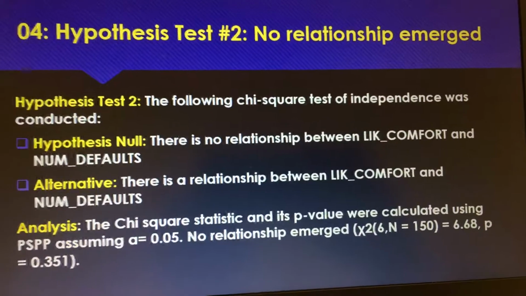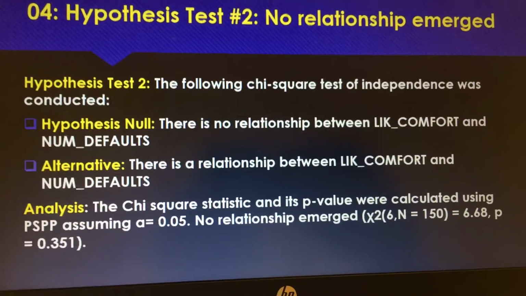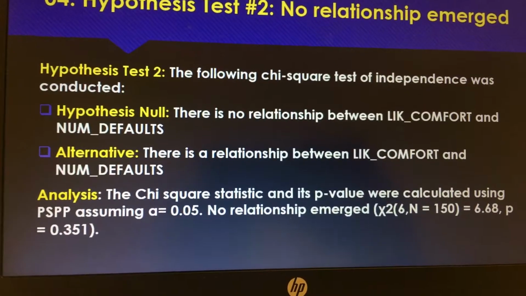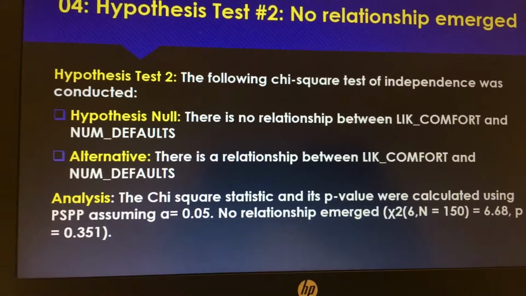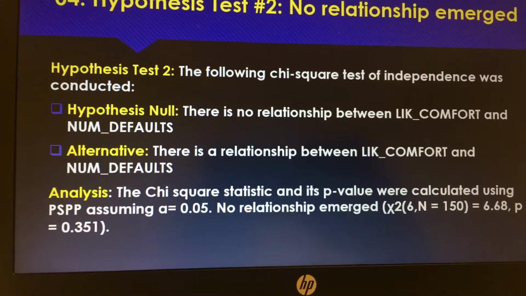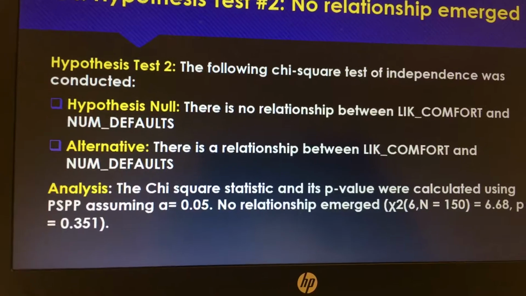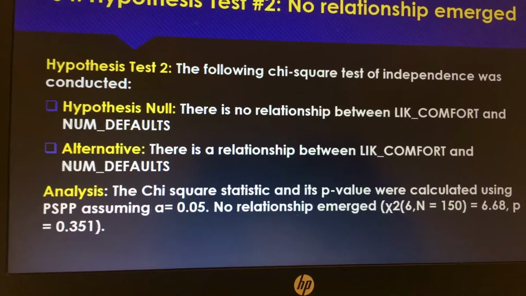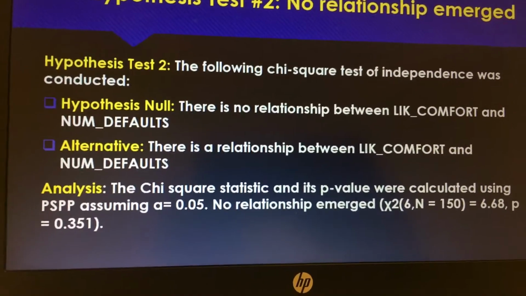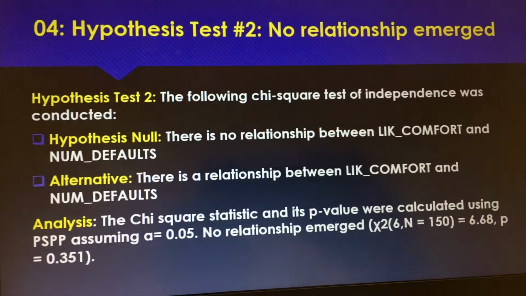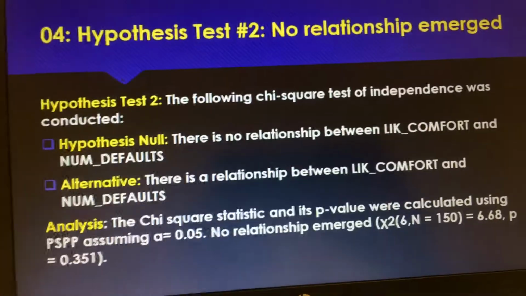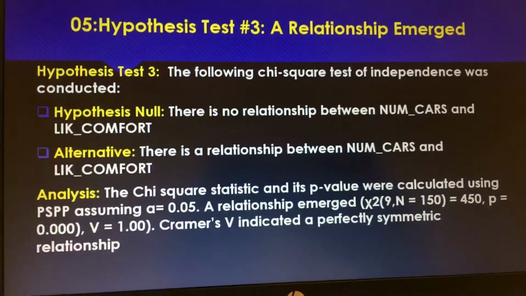And the second test is a test of independence between link comfort and num-defaults. The null says there's no relationship, and the alternative hypothesis says there is a relationship. And you can see from our analysis that no relationship emerged. However, the third test had a significant relationship, and I would like us to spend some time on that one.